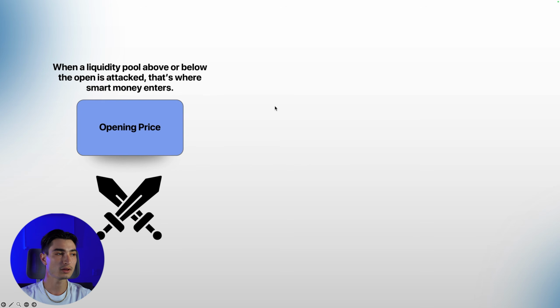When a liquidity pool above or below the open is attacked, that's where smart money enters. And that's how you use the opening price. Because as soon as the market opens, that's going to be a fair value level. Anything above it is a premium, anything below it is a discount. And that's where smart money traders are looking to enter at these attractive price levels, providing liquidity to the uninformed money that either wants to buy the breakout or short the breakout as it's attacking the liquidity pools.